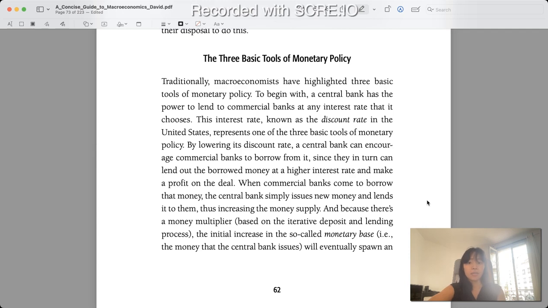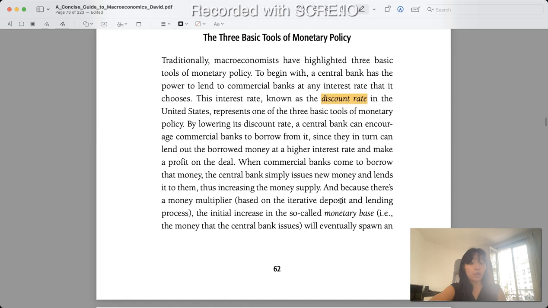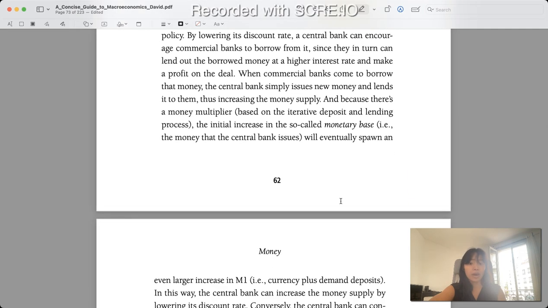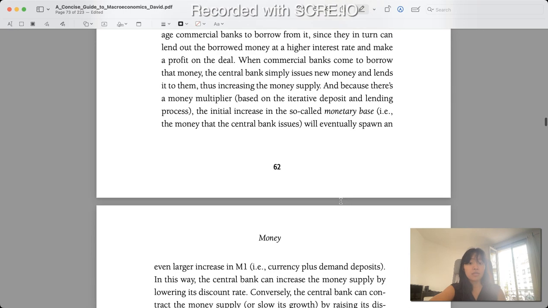Traditionally, macroeconomists have highlighted three basic tools of monetary policy. To begin with, a central bank has the power to lend to commercial banks at any interest rate that it chooses. The interest rate, known as the discount rate in the United States, represents one of the three basic tools of monetary policy. By lowering its discount rate, a central bank can encourage commercial banks to borrow from it, since they in turn can lend out the borrowed money at a higher interest rate and make a profit on the deal. When commercial banks come to borrow that money, the central bank simply issues new money and lends it to them, thus increasing the money supply.